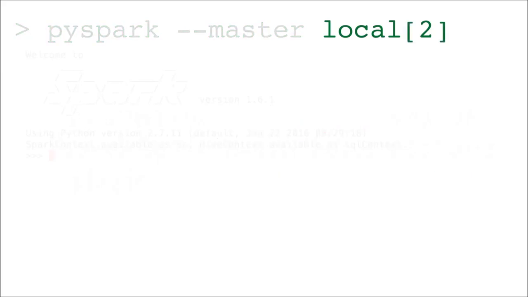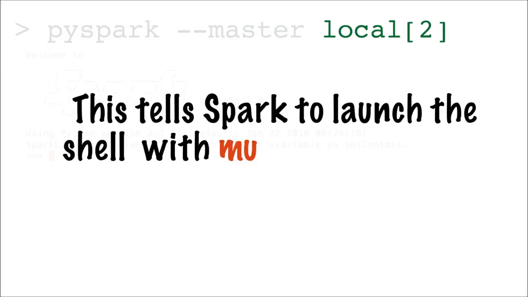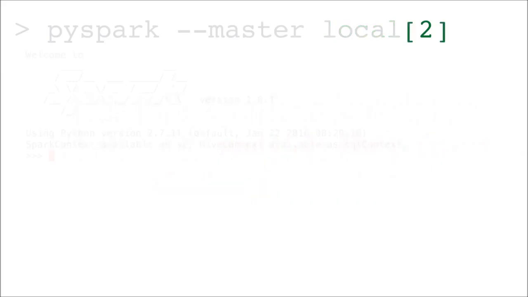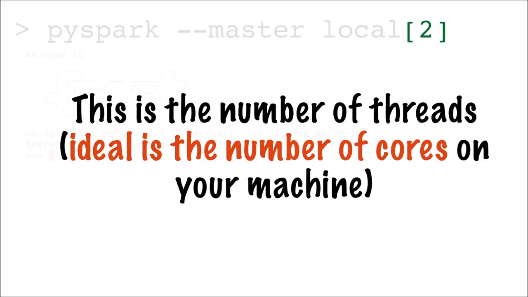The local and the 2 in square brackets refers to the number of threads on your local machine. So this tells Spark, launch a shell using multiple threads on the machine where you're running Spark. And here 2 refers to the number of threads. Typically, it will be equal to the number of cores on your machine. If one thread runs on one core, that's when you'll eke out the best performance.